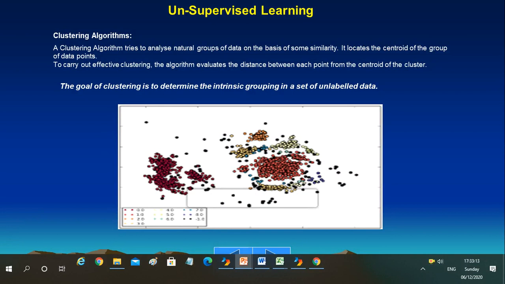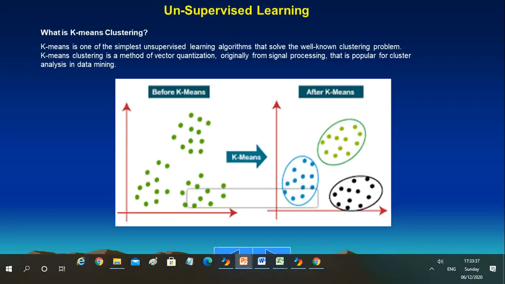Clustering algorithms. A clustering algorithm tries to analyze natural groups of data on the basis of some similarity. It locates the centroid of the group of data points. To carry out effective clustering, the algorithm evaluates the distance between each point and the centroid of the cluster. The goal of clustering is to determine the intrinsic grouping in a set of unlabeled data.